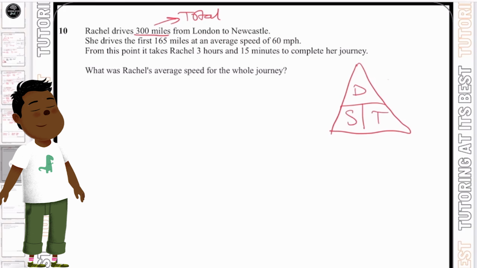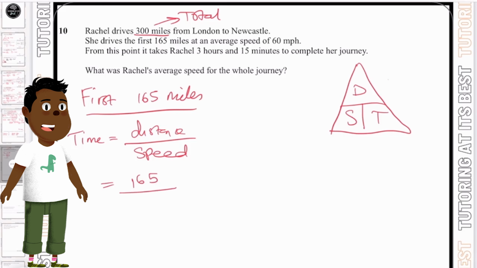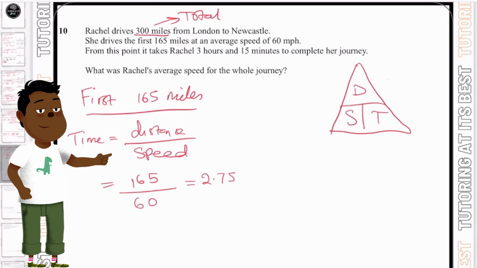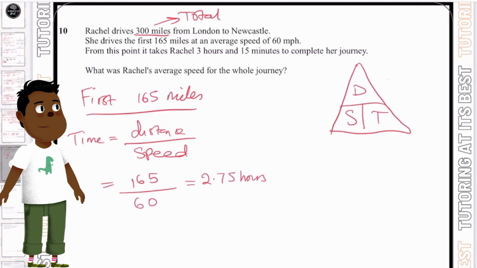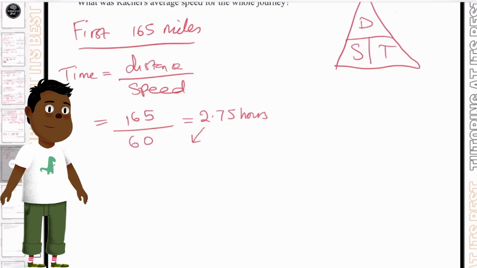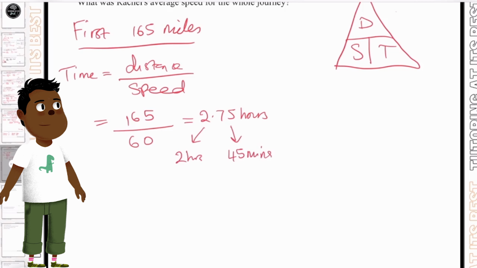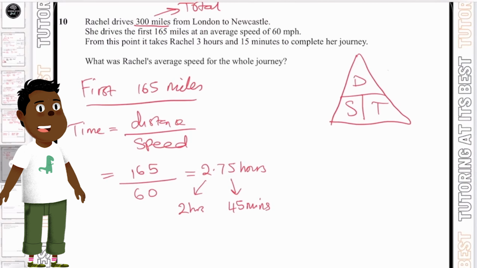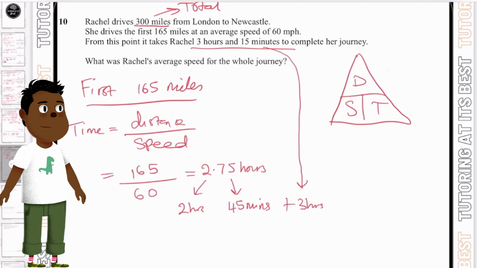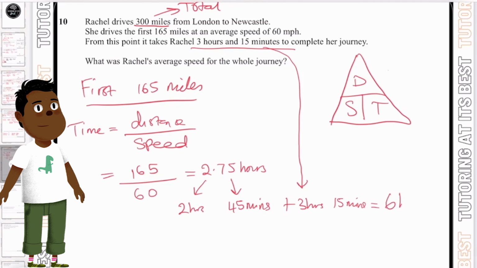We're now going to base this on the first 165 miles. So we have her distance and we have our speed. So we'll have 165 divided by 60, which then gives us 2.75 hours. So that's our time. And if we convert that into hours and minutes, we will now have 2 hours and then 3/4 of an hour, which is 45 minutes. And then from this point, it takes Rachel 3 hours and 15 minutes to complete her journey. So if we add that to 3 hours and 15 minutes, in total, that would give us 6 hours.